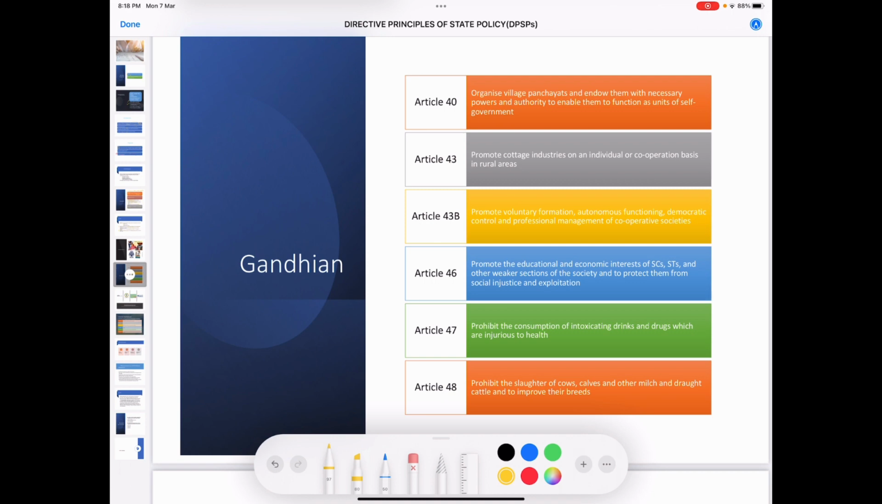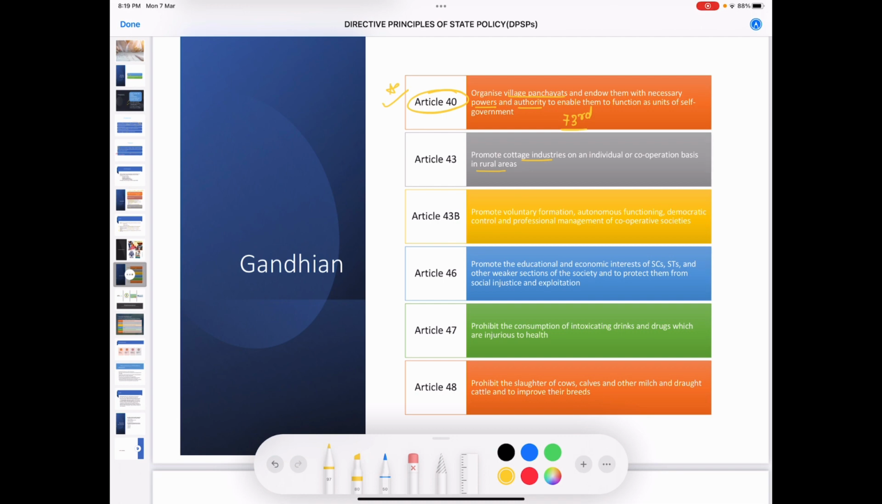See, Article 40: organize village panchayats and endow them with necessary powers and authority. If you know the 73rd Amendment, you will clearly see that this amendment was made on the basis of this particular Gandhian principle. Right or not? Comment down below if you think what I'm saying is right. Article 43: promote cottage industries on an individual or cooperation basis in rural areas. So remember the amendment in Article 40, the 73rd and 74th, and it will be easy to remember.